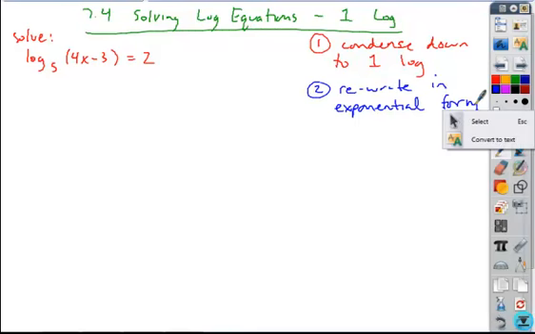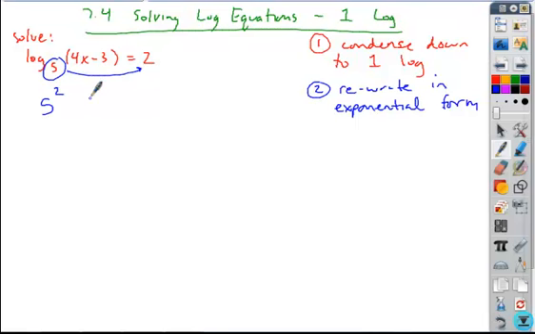So if we convert this log into an exponent, we do that by taking the base of the log becomes the base of our exponent, to the power of 2 is equal to what's inside the log, 4x minus 3. Once you rewrite it in this exponential form, what you can then do is solve the resulting equation.